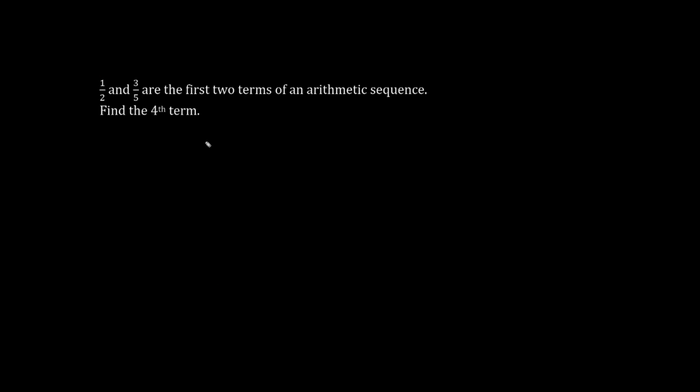1/2 and 3/5 are the first two terms of an arithmetic sequence. Find the fourth term. So let's write this out. 1/2, 3/5 are the first two terms. Now we're trying to find not the third, but the fourth. Why don't we find the difference? The common difference is the second term minus the first. So d equals 3/5 minus 1/2.